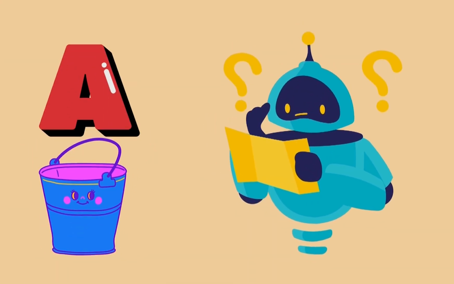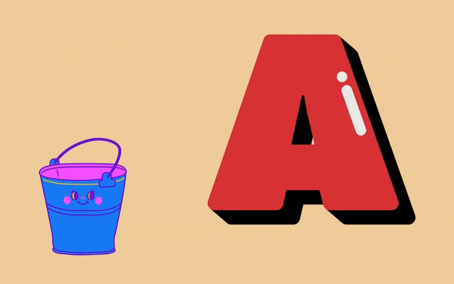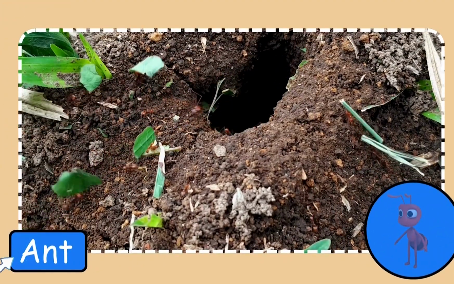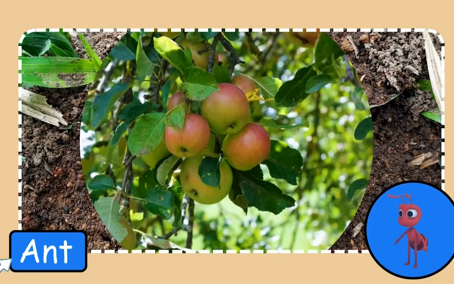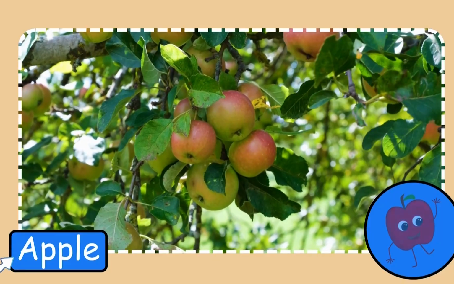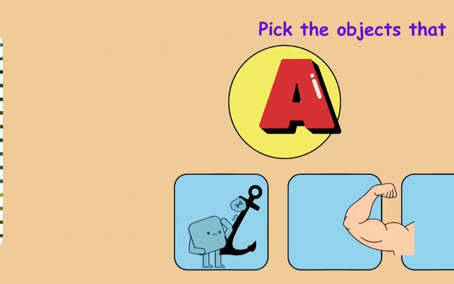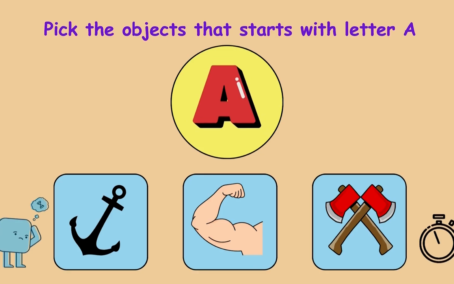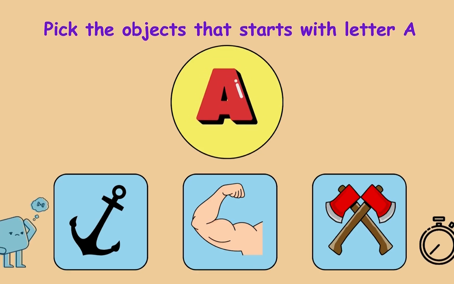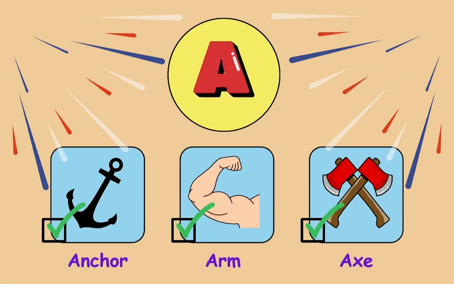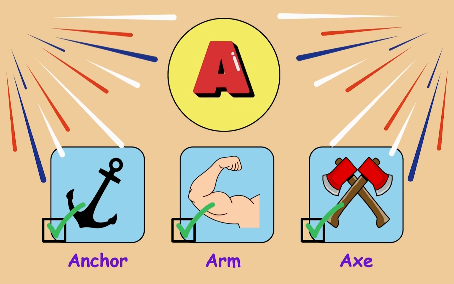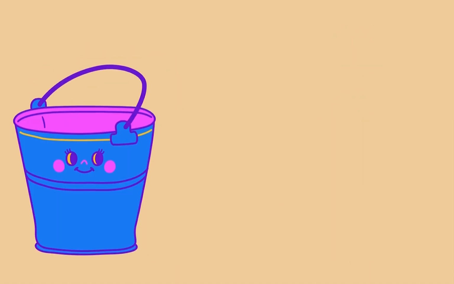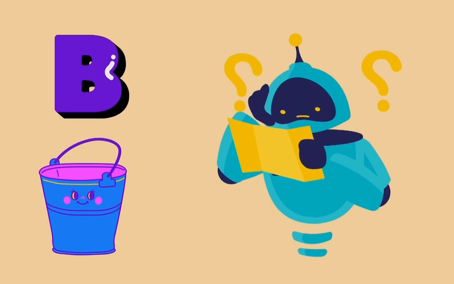What letter is that? That is letter A. Ant starts with letter A. Apple also starts with letter A. Pick the objects that start with letter A. Anchor, arm, axe are the correct answers. They all start with letter A. Well done, kids!